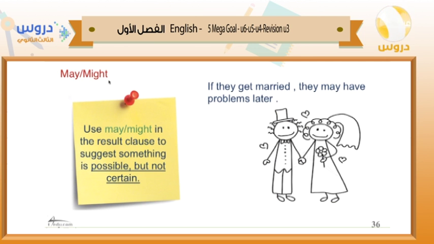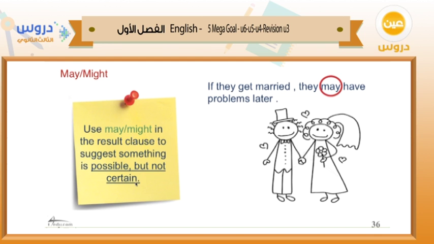The last part here is may and might. If something is possible but you aren't sure about the result. So if they get married, they may have problems later. So here we have the verb in the if clause, if they get married, and they may have problems later. Of course, in the if clause or cause clause, we use the present tense, and in the result clause, we use may and might, because here the result is possible but not certain.